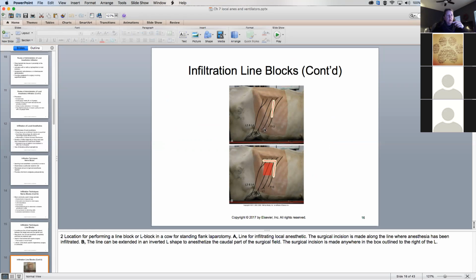Now, if you look, they're only blocking these 2 nerves, but that's really where the surgery is. An inverted L is a line, except it's 2 lines, and it's an L that's been flipped. So that's where it gets its name. But look at all the nerve roots that you're blocking.